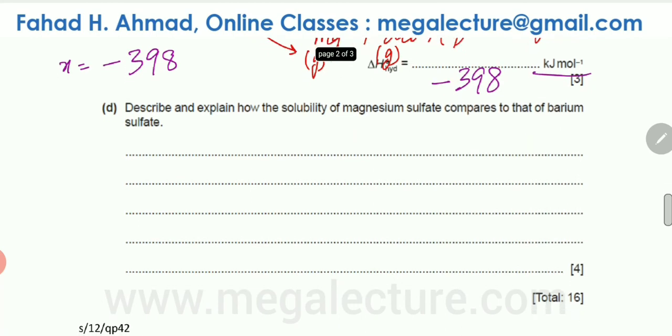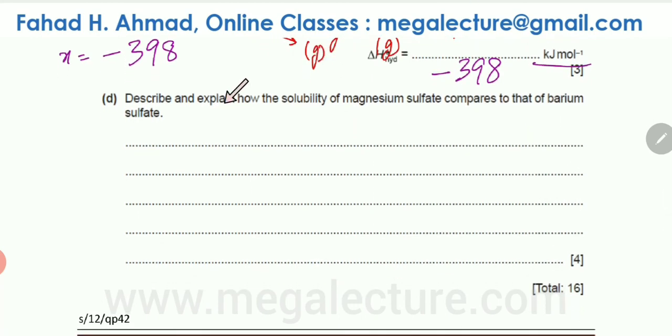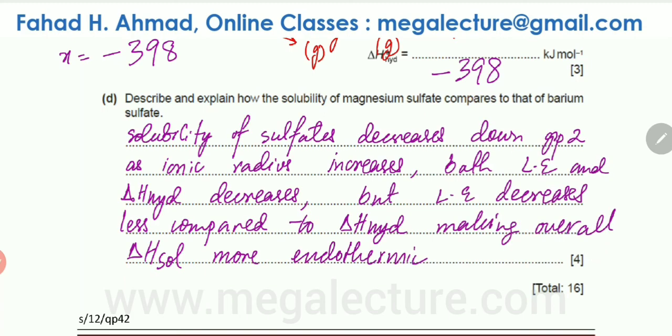Now let's move to the next question, which is to describe and explain how the solubility of magnesium sulfate compares to that of barium sulfate. It's a 4-mark question. So let's try and write this down. I've written the standard answer for this question, because it comes up very frequently in your exams. The solubility of sulfates decreases down group 2. Magnesium sulfate is more soluble, while barium sulfate is not very soluble.